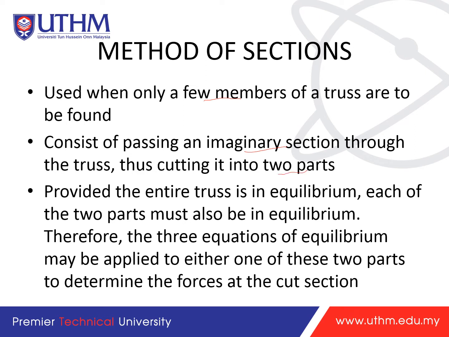Provided the entire truss is in equilibrium, each of the two parts must also be in equilibrium. So even when we cut it into two parts, both parts will be in equilibrium. Therefore, the three equations of equilibrium may be applied to either one of these two parts to determine the forces at the cut section. As usual, we have total Fx equal to 0, Fy equal to 0, and moment equal to 0.